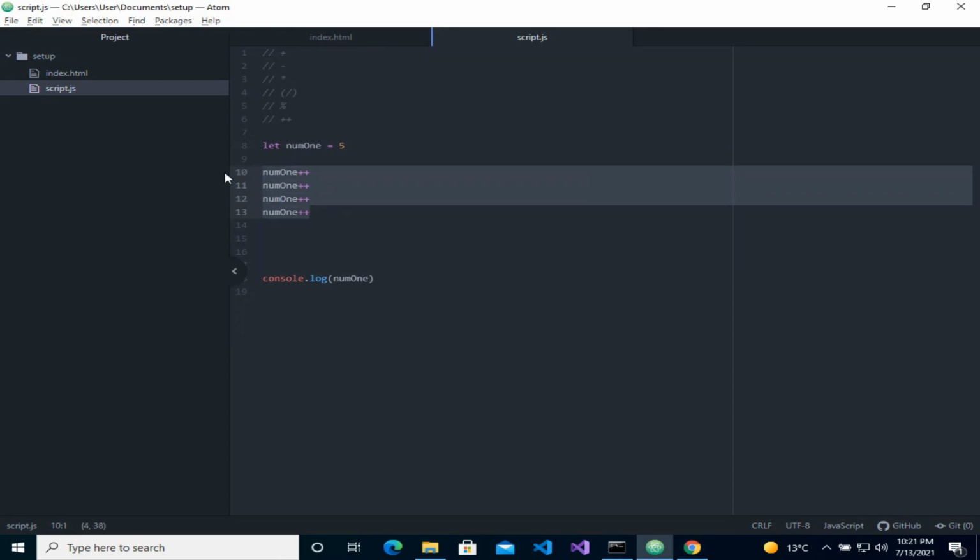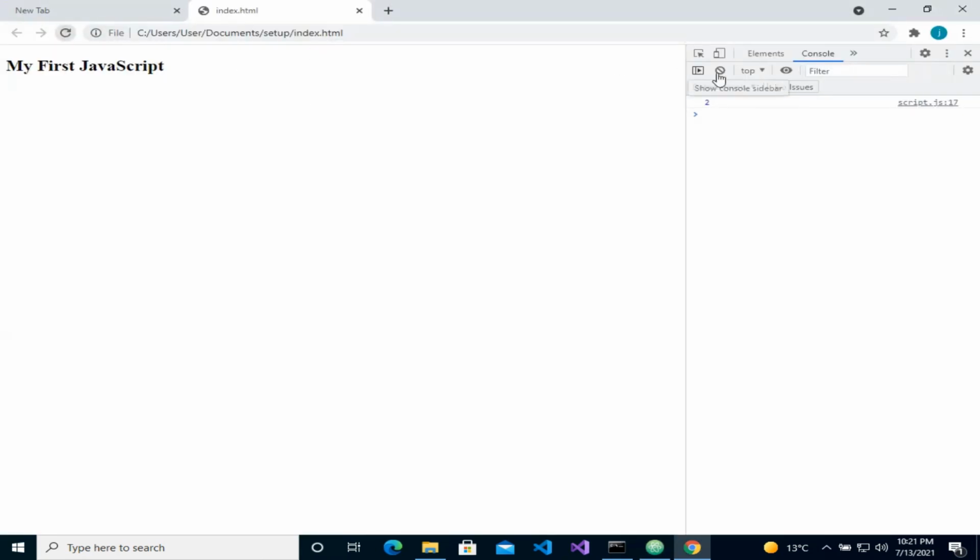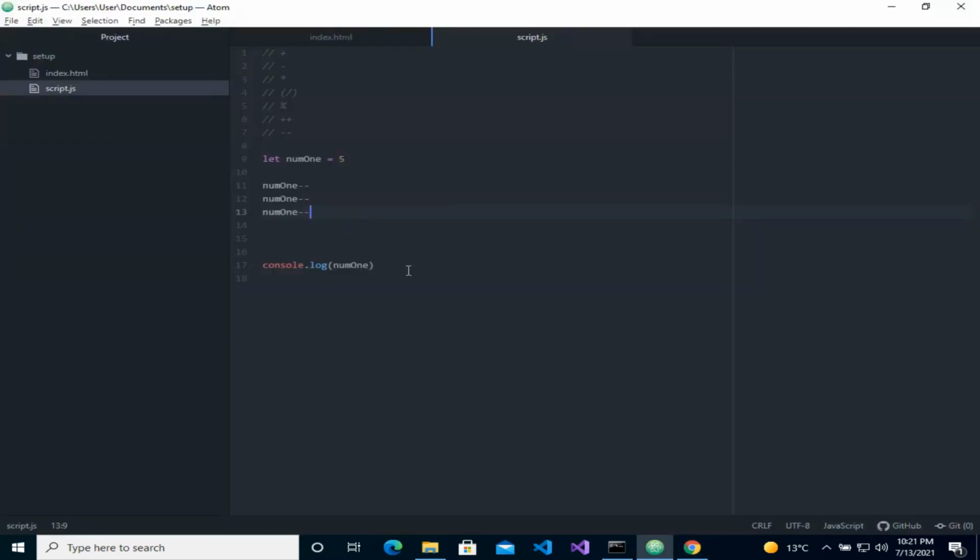And likewise, if we want to subtract 1, we use double minus signs. Next, we'll look into comparison operators.